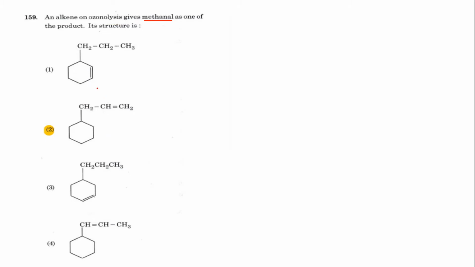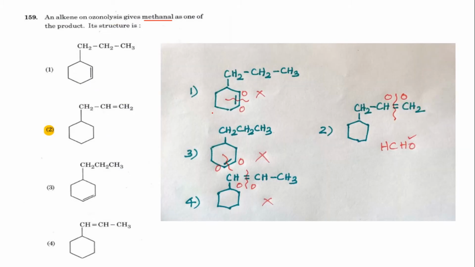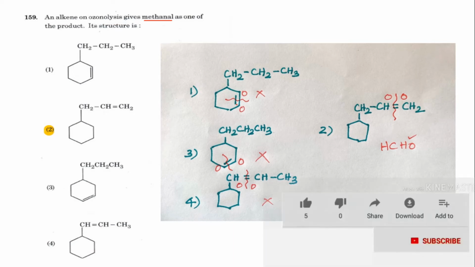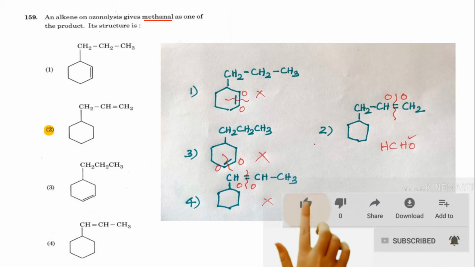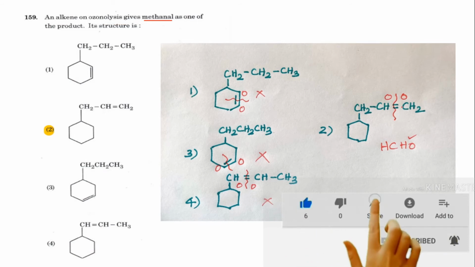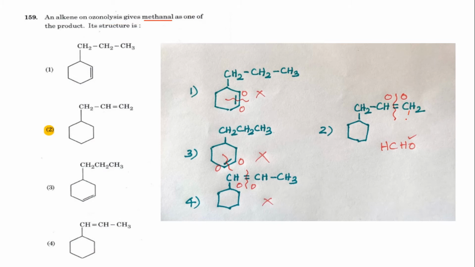So here, see here. The first one, a double bond is present. On ozonolysis the bond is broken and oxygen is added, but we didn't get a methanol product. So first option is wrong, third option also wrong, and fourth option also we didn't get methanol. But in the case of the second one, on ozonolysis the double bond is broken, oxygen is added, so we'll get methanol, HCHO. So second option is correct.